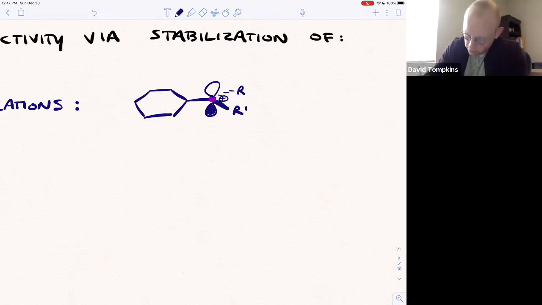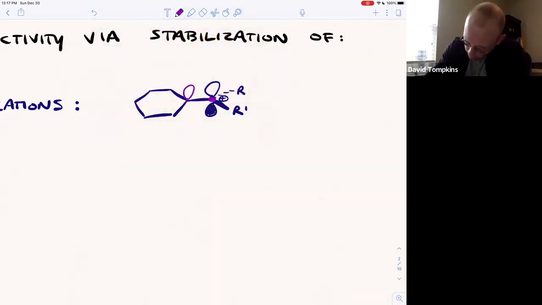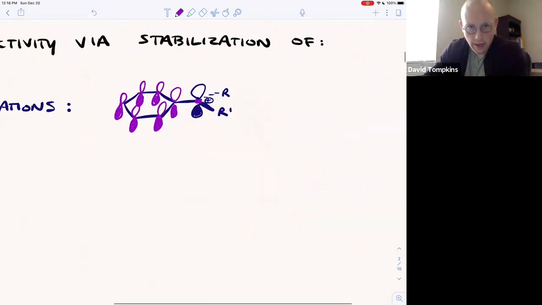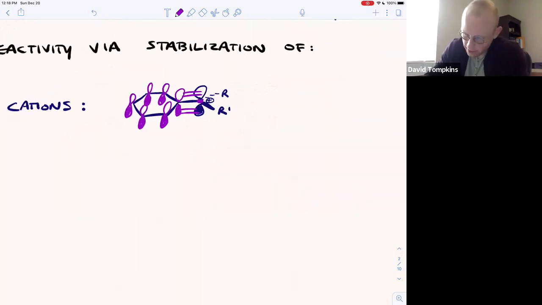That empty p orbital can be stabilized by the pi system where you have filled p orbitals. And I'll draw here just general phasing. There are many molecular orbitals. You can phase these p orbitals different ways, but you can get conjugation into this p orbital since it's adjacent to that pi system.